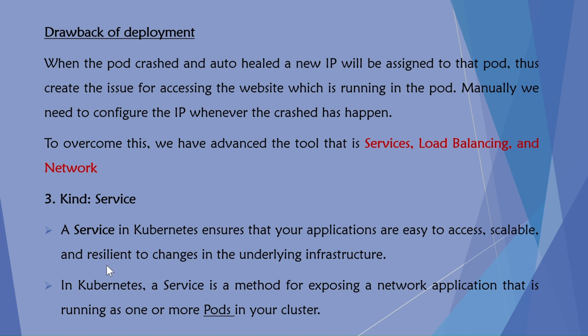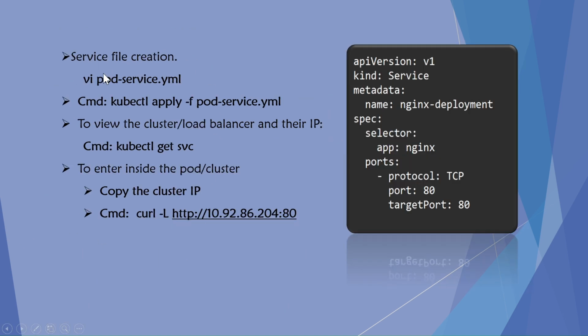Service. A service in Kubernetes ensures that your applications are accessible, scalable, and resilient to changes in the underlying infrastructure. In Kubernetes, a service is a method for exposing a network application that is running as one or more pods in your cluster. So let's see how to create a service YAML file.